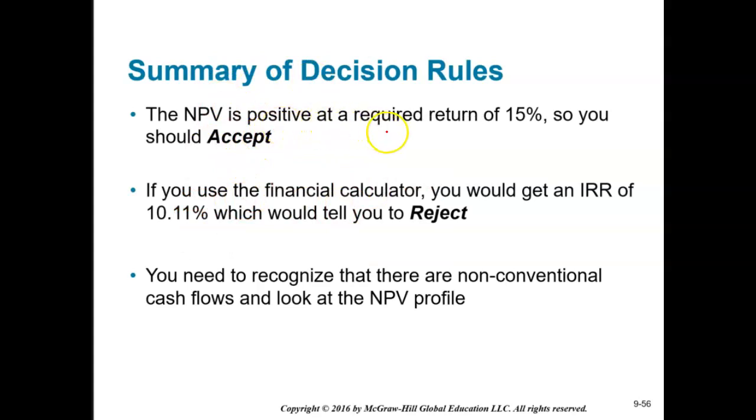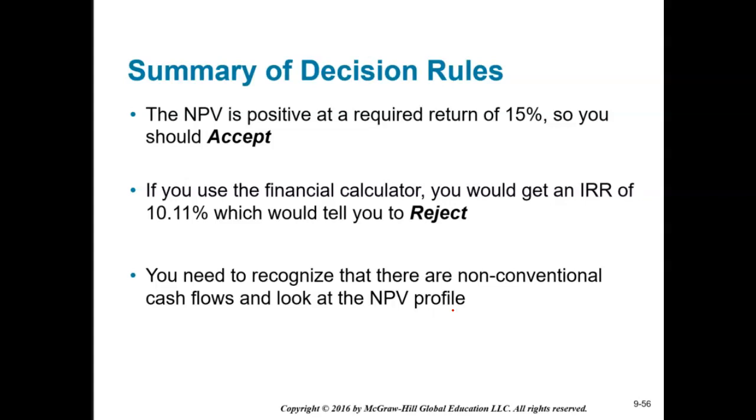The NPV is positive at a required return of 15%, so you should accept. If you use the financial calculator, you will get an IRR of 10.11%, which would tell you to reject. So you need to recognize that there are non-conventional cash flows and look at the NPV profile. Okay, now let's talk about mutually exclusive projects.